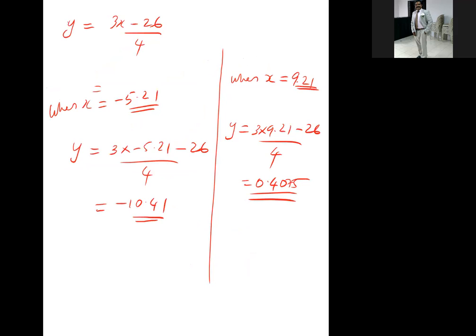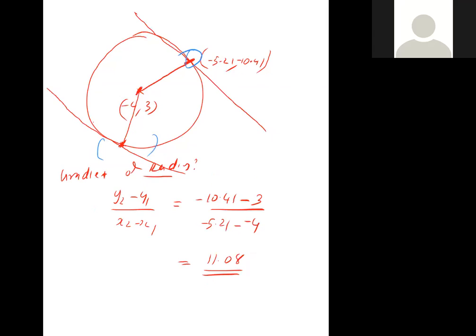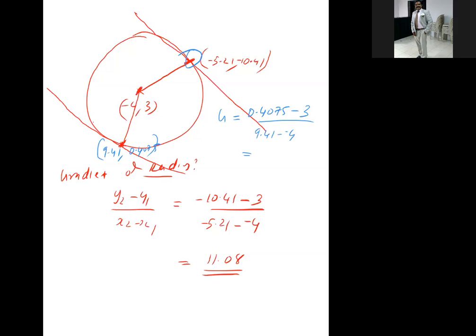9.41 and 0.4075. So what will be the gradient? The gradient will be equal to 0.4075 minus 3 divided by 9.41 minus 4. We are getting minus 0.19.